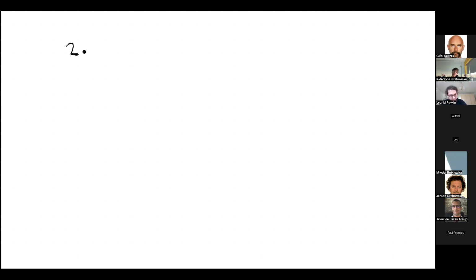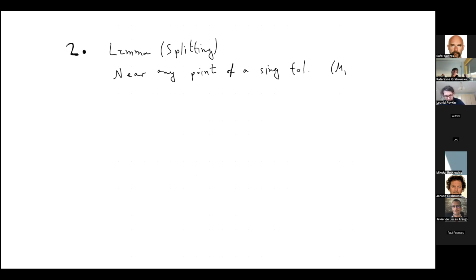And this is a lemma: that we have a splitting near any point of a singular foliation F. We have a local diffeomorphism to some R^k times R^(n-k), so we can split into two groups of coordinates.